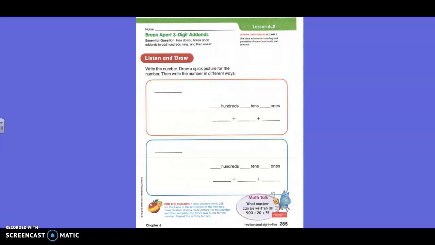Okay, let's look at the story problem today. For number 1, the first box, write 258 on the blank in the left corner of the box in the top of the page. So what number did I ask you to write? 258. Okay, 258 on the top corner, right? You guys all have names on your paper, correct? Yes.